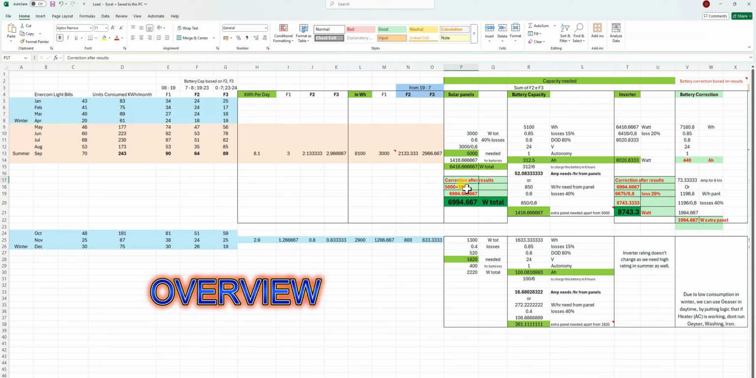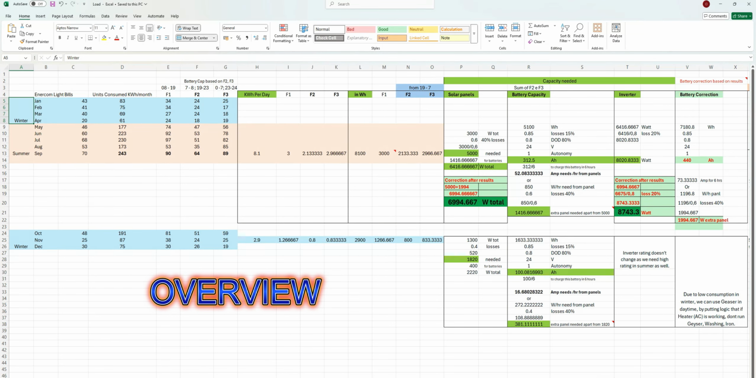I will explain each and everything step by step, and then the battery capacity, how we can calculate, then the inverter capacity, then the battery corrections after all these calculations, and similarly our load in summer and winter. So follow this lecture step by step, and at the end of this lecture I hope you will learn a lot of things.